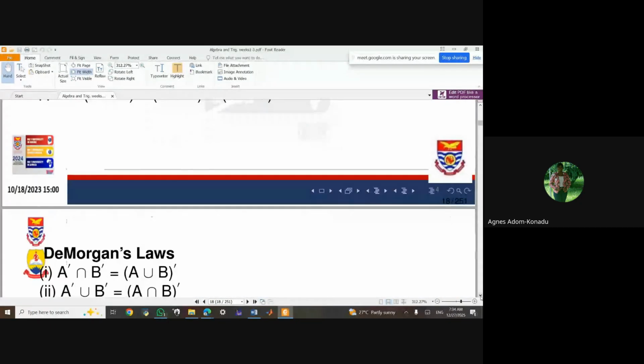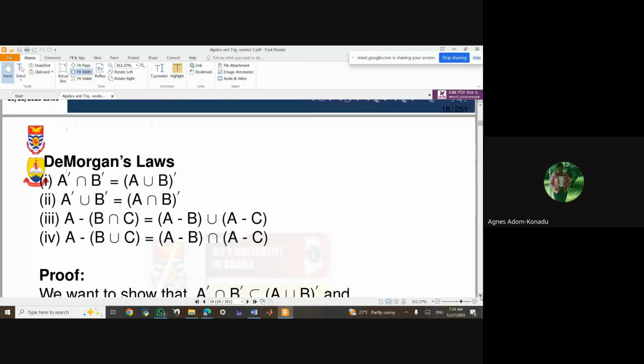So you can look at the second one. Then we have what we call De Morgan's law. So De Morgan says that A complement intersection B complement is the same as (A union B) complement.